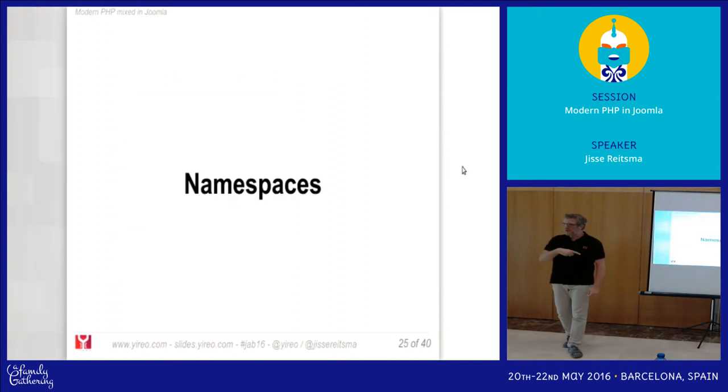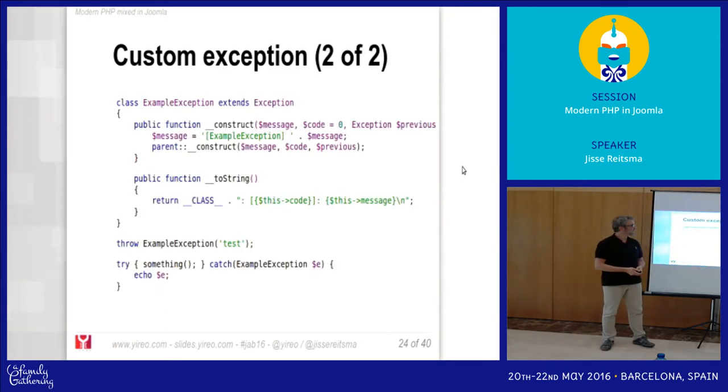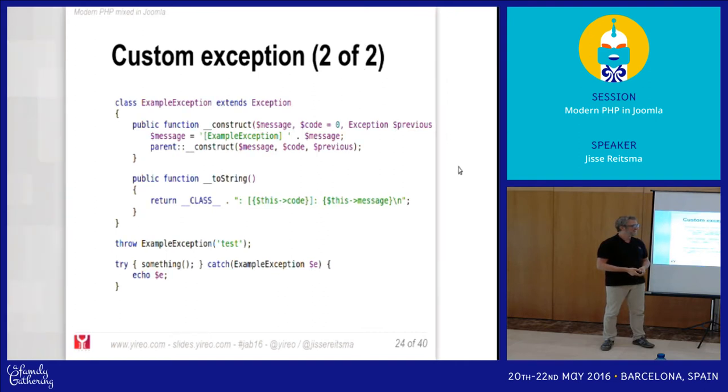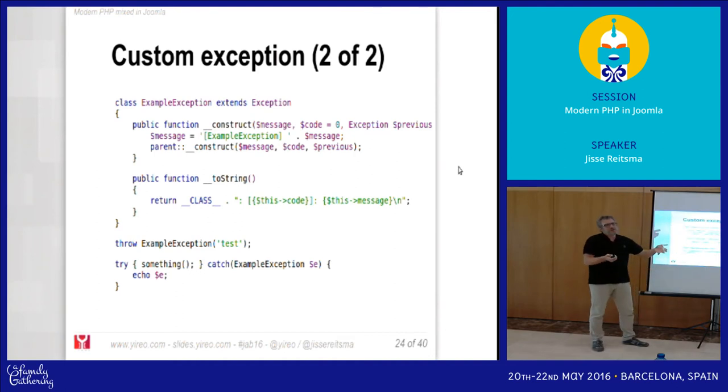Namespaces. So I already asked around, how many of you are using it? Just the slide before? No, the slide after. Yeah, this one. The toString here, when you have returning class. You don't need the class here. You need the class because here it returns the example exception class. Well, this is just a theoretical thing.